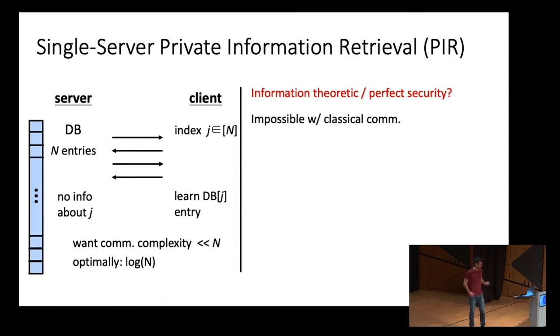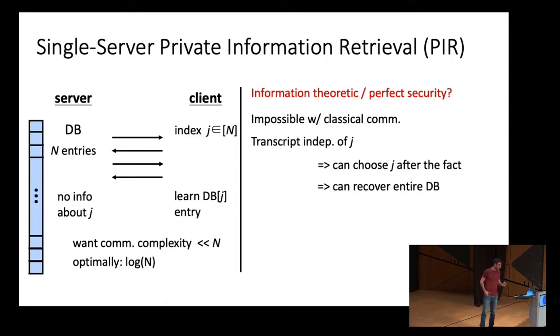Once you think about it for a second, you realize that this should be impossible, at least in the more well-studied model of classical communication. The reason is that if the transcript does not reveal any information about the index J, then this means that we can essentially sample J after the fact. So the client does not actually commit to the value J. After executing with the server, he can decide, well, actually, the value J that I want is J equals 1, J equals 2, J equals 3, and because of the correctness, he's going to be able to recover the entire database without any additional communication, just based on executing the protocol once. So this is not possible with classical communication.